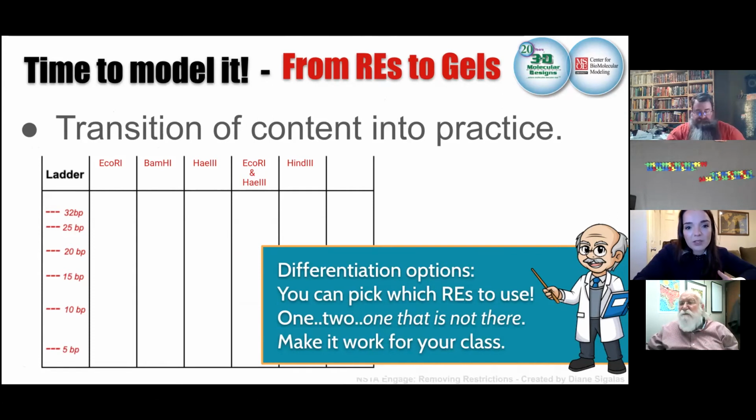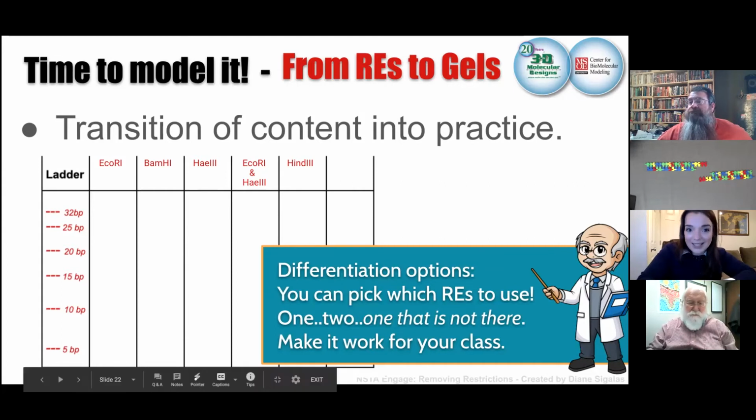So there's a couple different options of what you can do here. You can pick one restriction enzyme and give it to your kids. You can pick two and see what would happen. Do you have a higher group that could do two different restriction enzyme cuts and digest your same sequence twice? Could you pull a whammy on them and maybe work with one that's not there at all and then really freak them out? You make it work for what your class is.